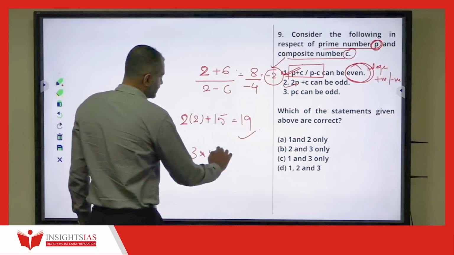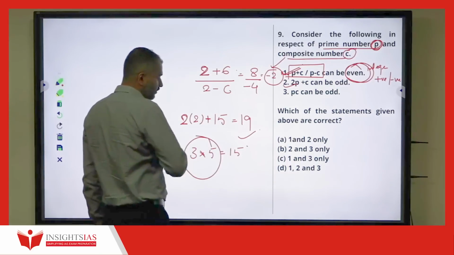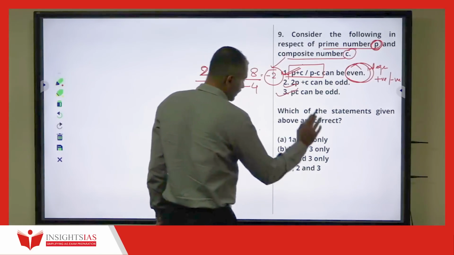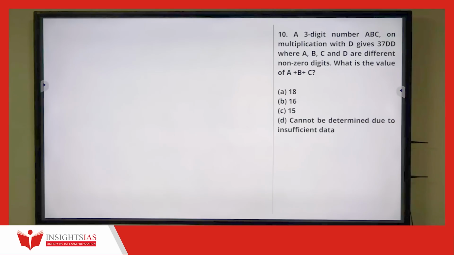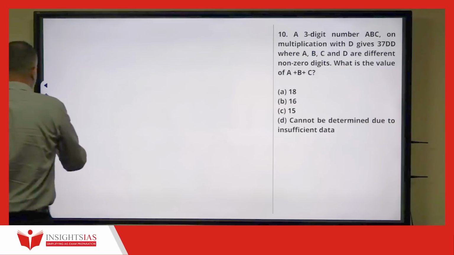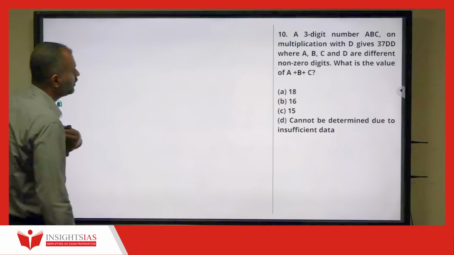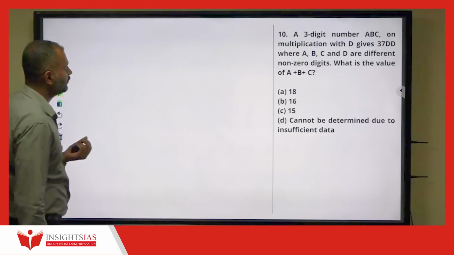3 into 5, which is nothing but 15. The product is odd, hence this is also 1, 2, 3. This is an easy question. Here I have done a lot of trial and errors. Let me come up with the concept for this question.